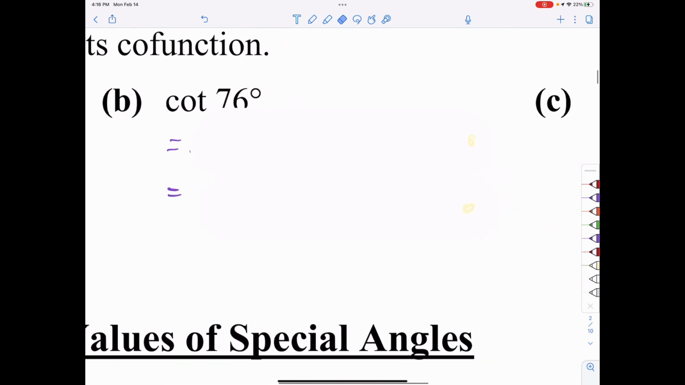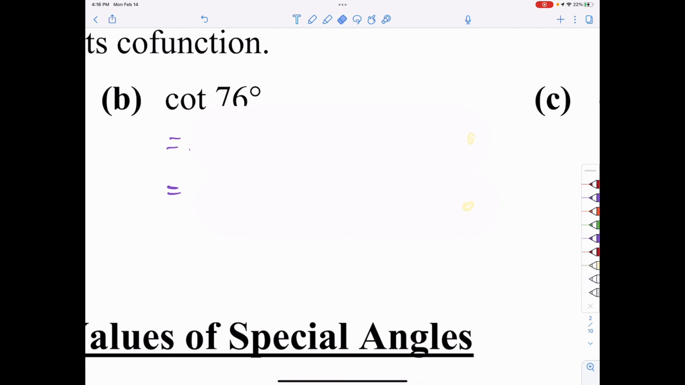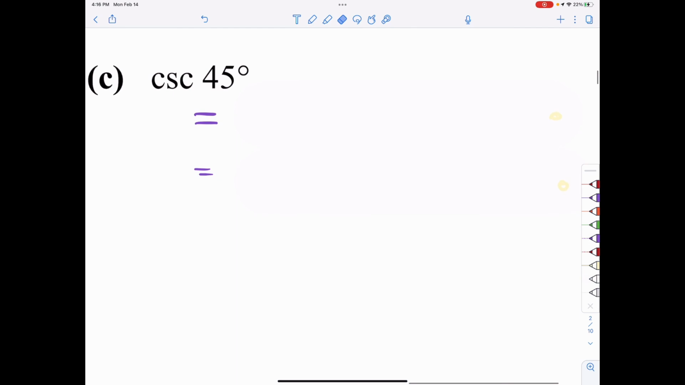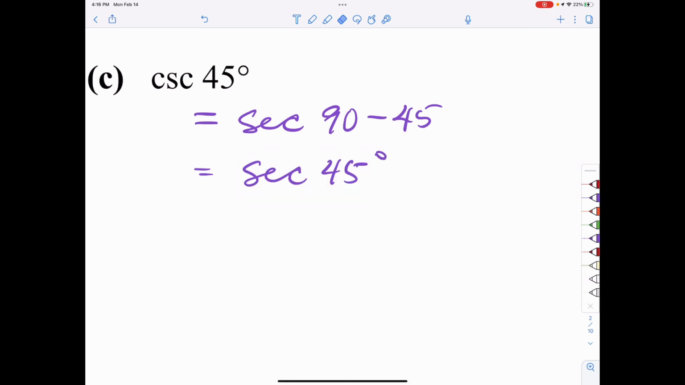Well, when I go to letter B, who is the cofunction of cotangent? That's going to be tangent. And so the tangent of the complement of 76, 90 minus 76, is going to be the tangent of 14 degrees. Last but not least, the cosecant of 45 degrees, who is the cofunction? The cofunction is going to be secant. The complement of 45 degrees is 45 degrees. So the cosecant of 45 is going to equal the secant of 45 degrees.